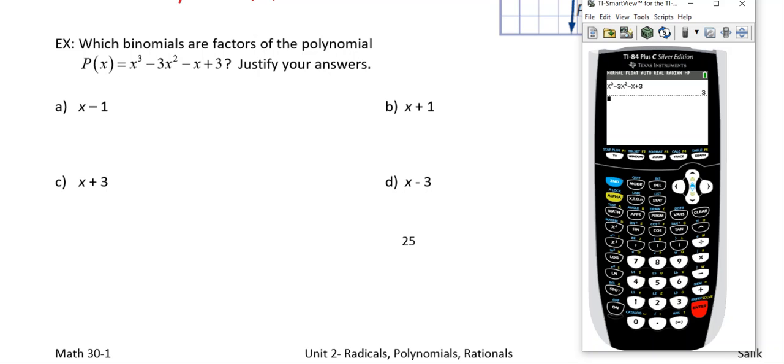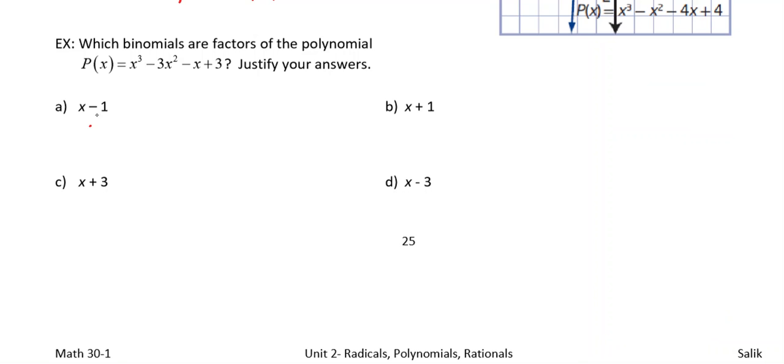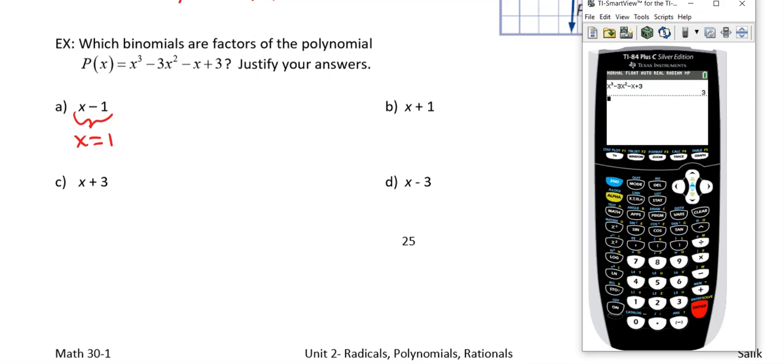If you go to store, can you guys see where store is? I'm hovering over it right now, right there. You would think you'd have to go store and then the number you want to put in, but it's actually the other way around. You put in the number. So if I want to try out x is equal to 1, I put in 1, then store, and then x. So it's putting 1 in for all my x's, and then push enter.